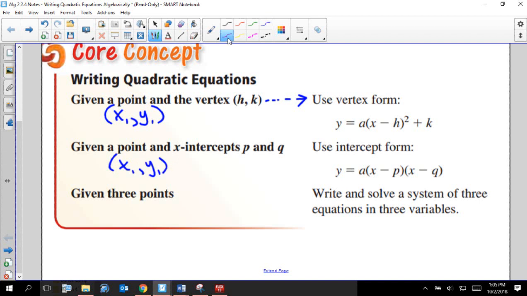If you're given a point and the x-intercepts, remember we call those p and q, then you use intercept form. If you're given a point and the x-intercepts, you will use intercept form.